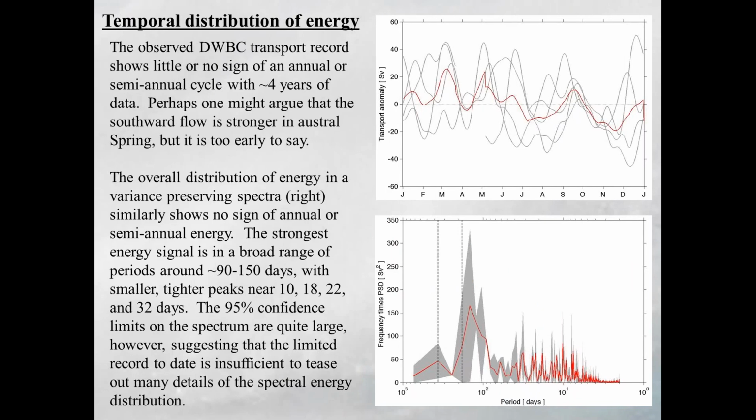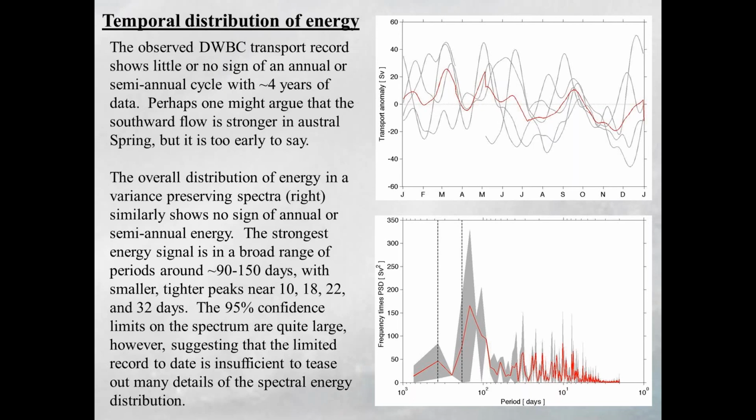Now that we've got 5 years of time series, what can we say about how this energy is distributed in different timescales? If we want to look at the thing that we always look at first, which is the annual cycle, you get this top panel here. Each of the gray lines is the data from one of the years that we have data, and the red line is the average of those. What you immediately say is, we have no idea if there's an annual cycle or not. And if there is, we're not capturing it yet. There's no clear annual cycle there.